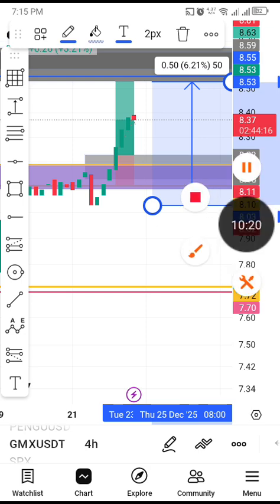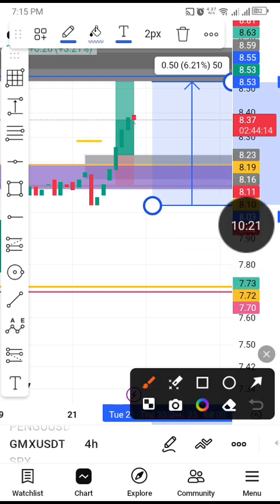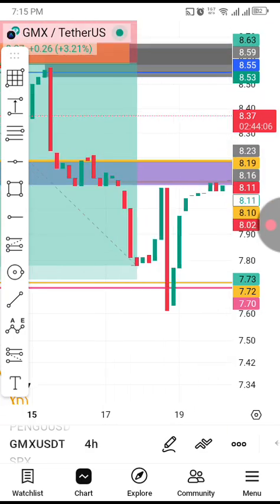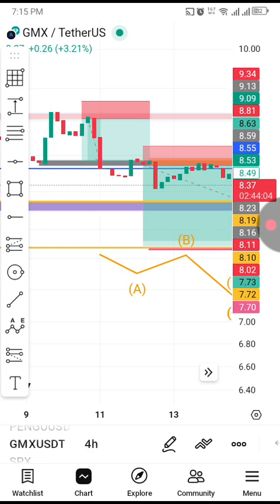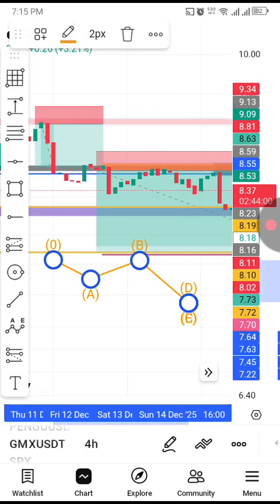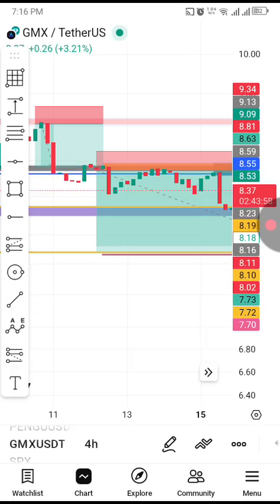Always remember to shift your stop loss to the break even point so that you don't lose. Always secure your profits instead of losing. In most cases, that's how you will find trades. So this was what I was showing you.